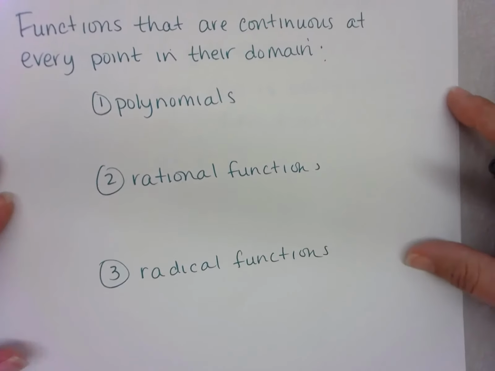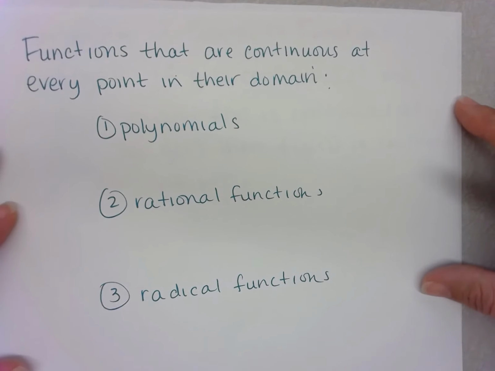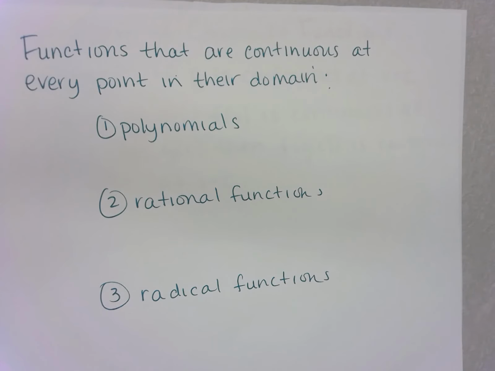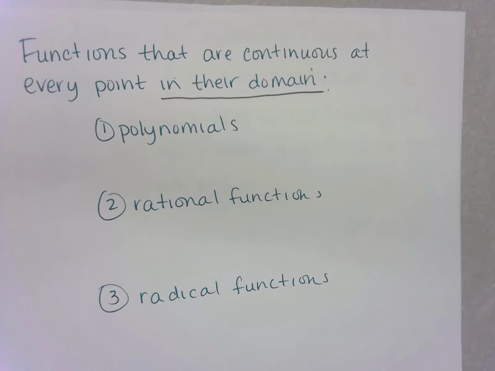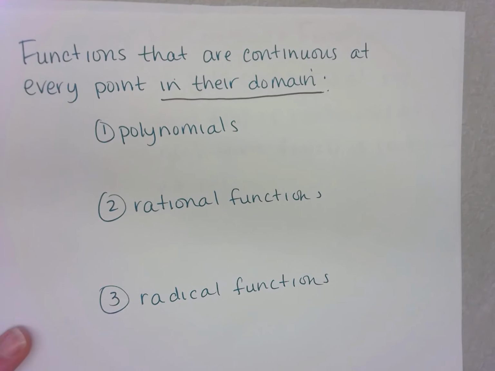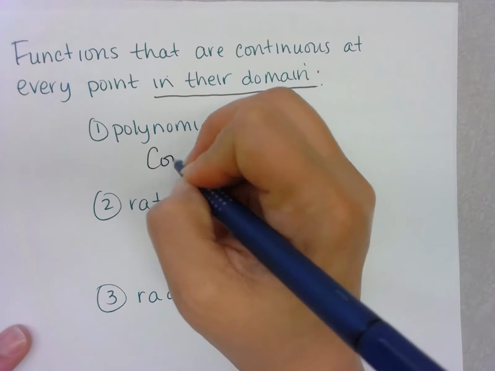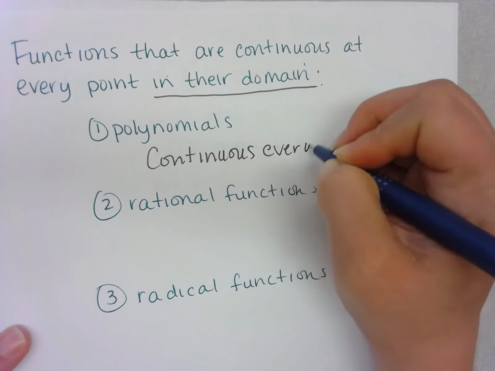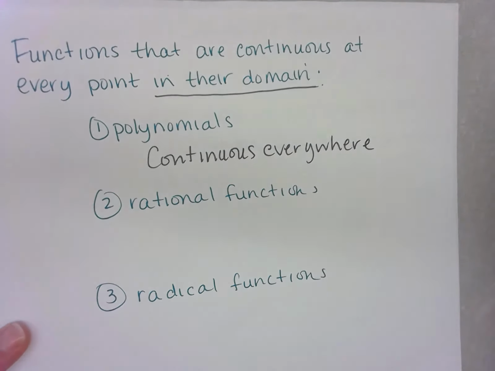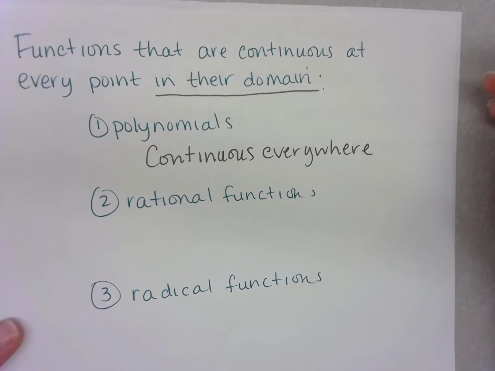Okay, so let's talk about some functions that have specific continuity properties. These are functions that are continuous at every point in their domain. We have to remember, and this is why I've stressed this so much, that it's continuous at every point in its domain. And so polynomials, since the domain is all real numbers, are continuous everywhere. I think we've already said that before, but I'm just re-emphasizing. Polynomial functions are continuous everywhere.